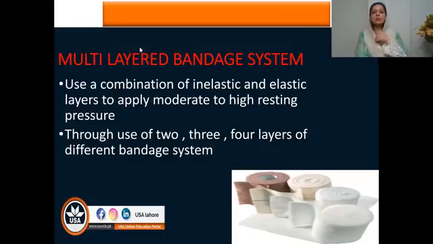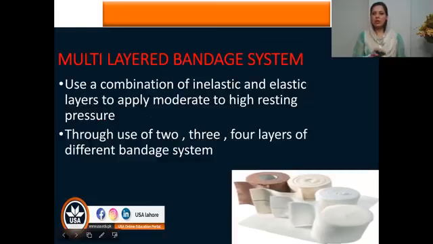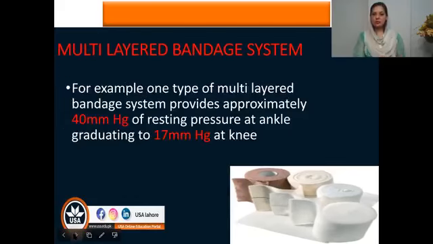What we need to do is use a combination of inelastic bandages and elastic bandages, mixed together, to apply moderate to high resting pressure. We may use 2 or 3 or 4 types of different bandages inside this. So for example, one type of multi-layered bandage provides approximately 40 millimeters of mercury resting pressure at ankle level.